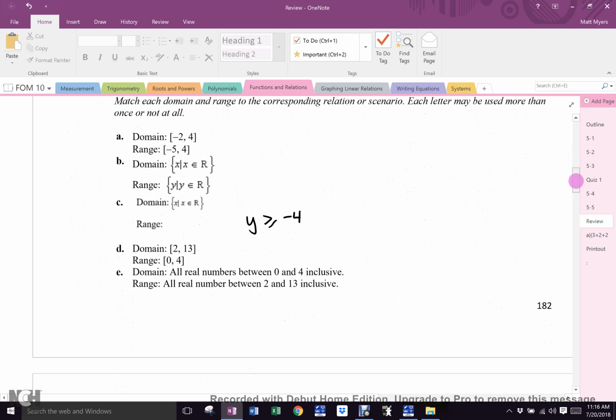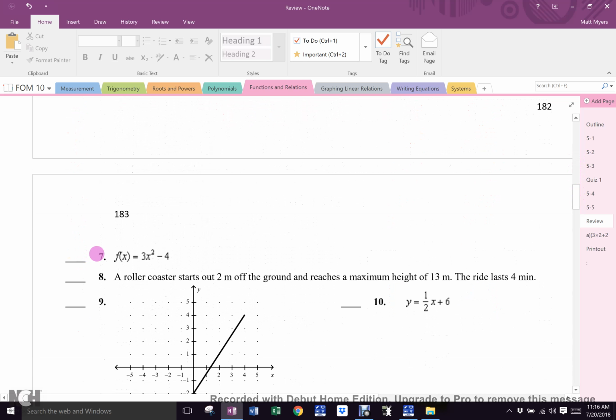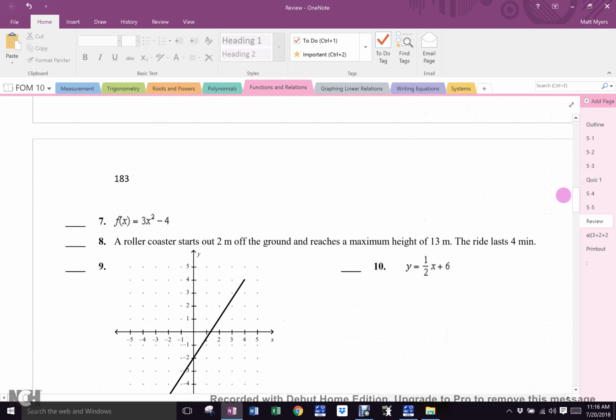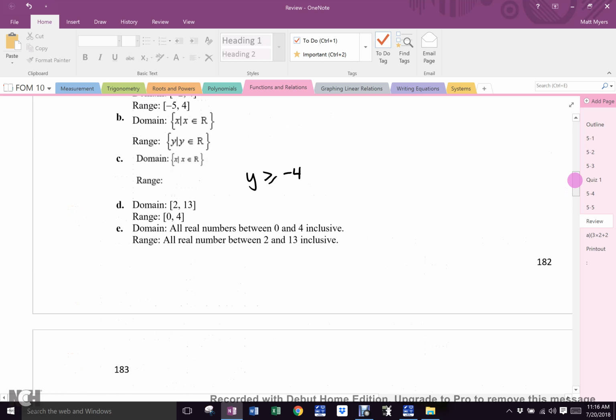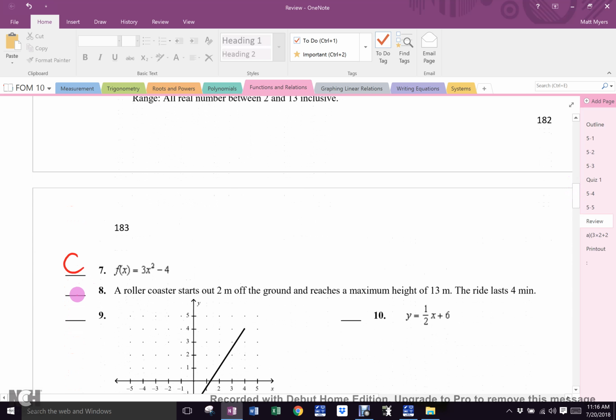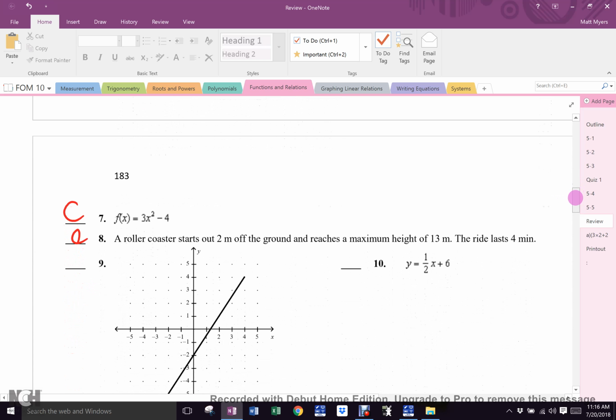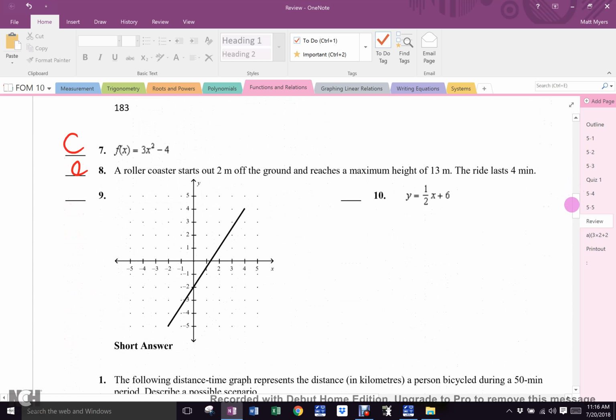All right. 6 or 7. 7 is C. 8 is E. 9 is A, -2 to 4. And 10 is B. Who wants to know about one of those? Because somebody always asks.